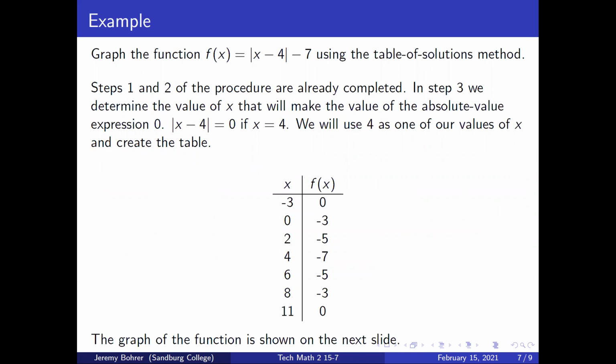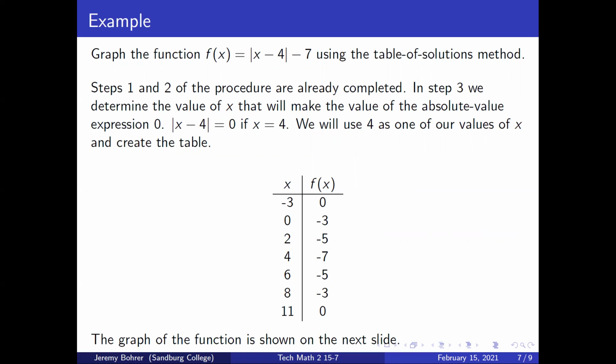So for example, graph the function f of x equals the absolute value of x minus 4 minus 7 using the table of solutions method. Steps 1 and 2 of the procedure are already completed. In step 3, we determined the value of x that will make the value of the absolute value expression 0: the absolute value of x minus 4 equals 0 if x equals 4. So we use 4 as one of our values of x and create the table.